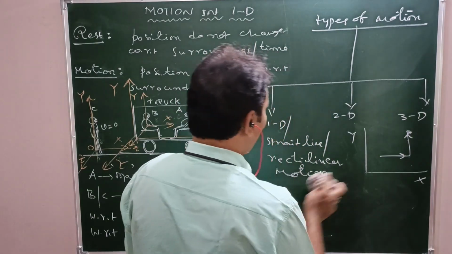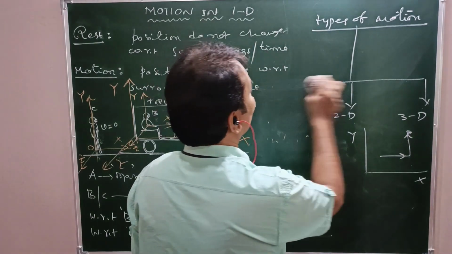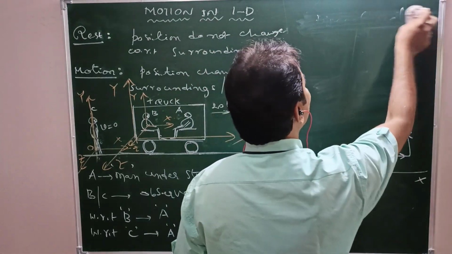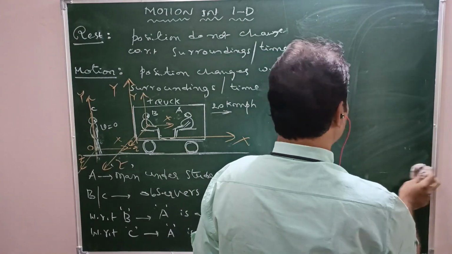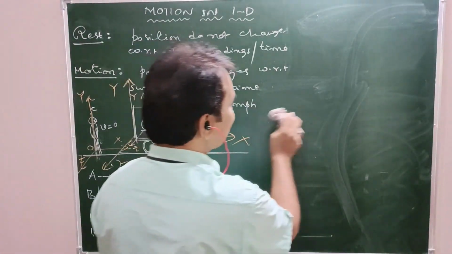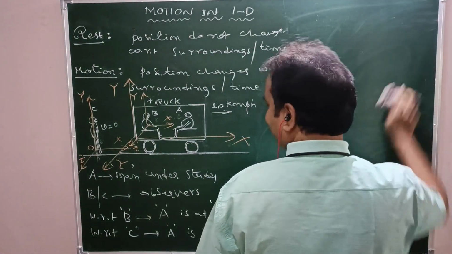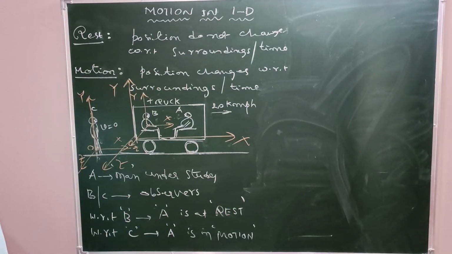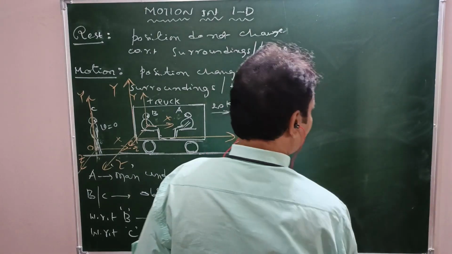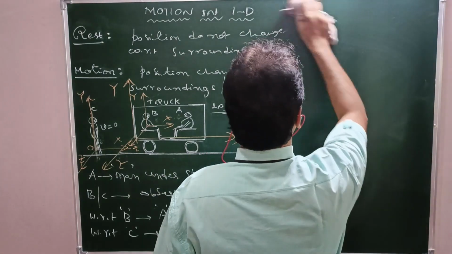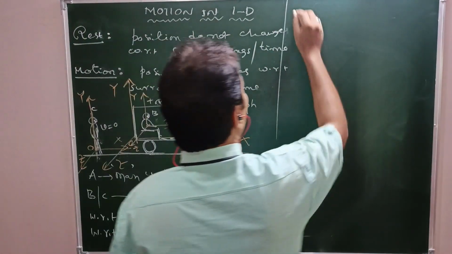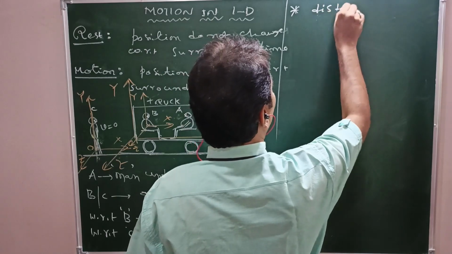Now, coming to the next point. The next quantities worth knowing are distance and then displacement. What is meant by distance or displacement? Coming to the first quantity, that is distance. Next point, distance.